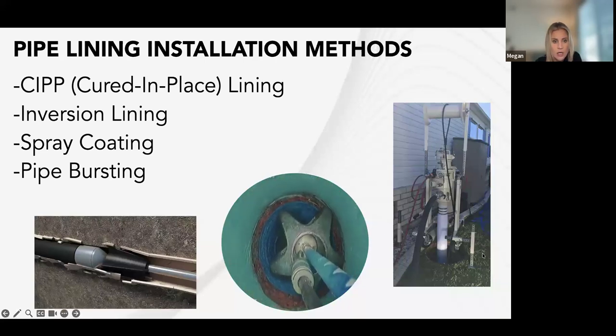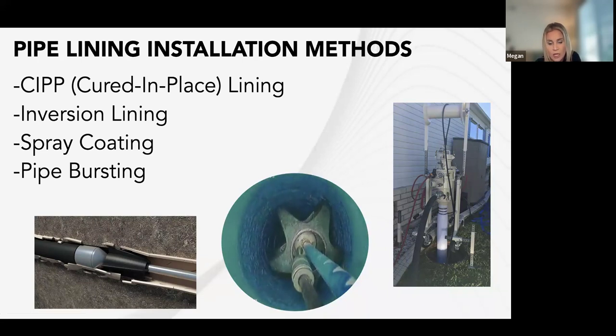The next installation over here is inversion lining, and basically it's just a different method of installing that felt liner. It will basically be inverted into the pipe. The benefit of this one is you can shoot longer runs at a faster speed versus the pull in place. However, you do need a pretty significant size access pit, so it doesn't work for all lining purposes.